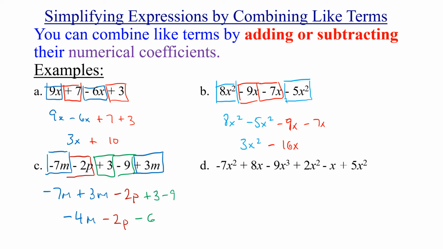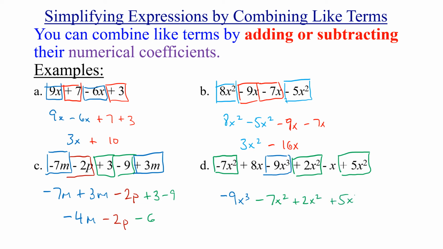plus 5x squared. So I'm first going to look at the highest exponent, which is the negative 9x cubed. And I do not see any other x cubed, so I'm just going to write that. So negative 9x cubed. Now I'm going to look at the next highest exponent, which are the x squareds. And I see I have a negative 7x squared and a positive 2x squared. And then last but not least, a positive 5x squared. So negative 7x squared, positive 2x squared, and a positive 5x squared.